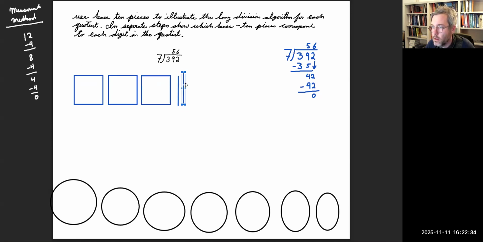1, 3, 4, 5, 6, 7, 8, 9. And then we need 2 units.